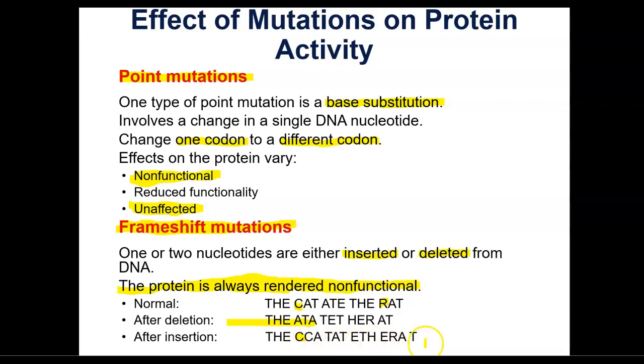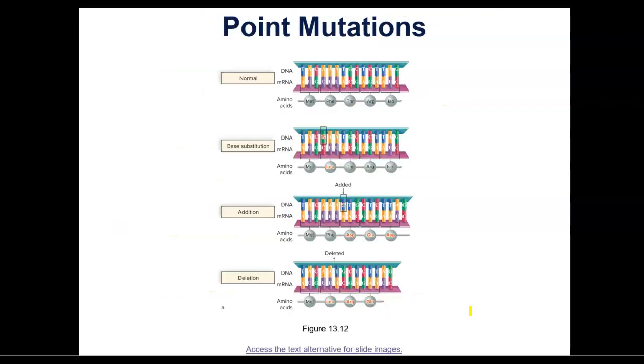And then if you insert an extra C here, then you can see where cat ate the rat is, but it's now shifted. So it's the ka, tat, eth, erat. That's not a sentence either. Those are not even words. So after a deletion or an insertion, from the point where the deletion or the insertion occurred, you have a non-functional, you have a whole different sequence of amino acids.